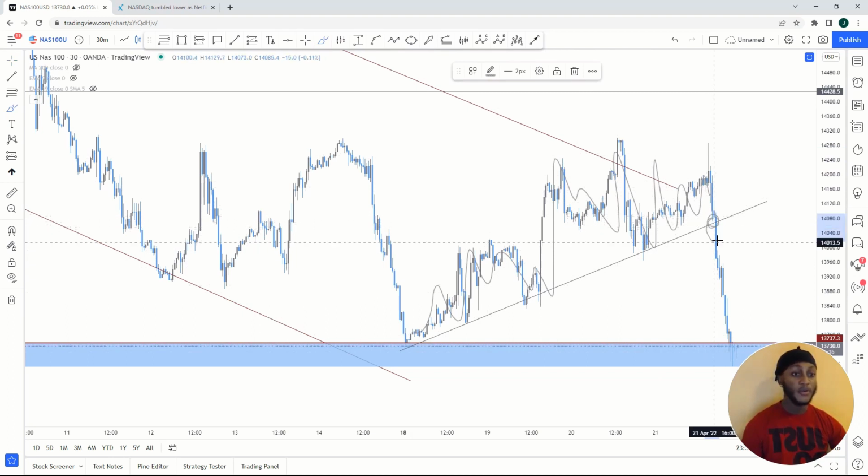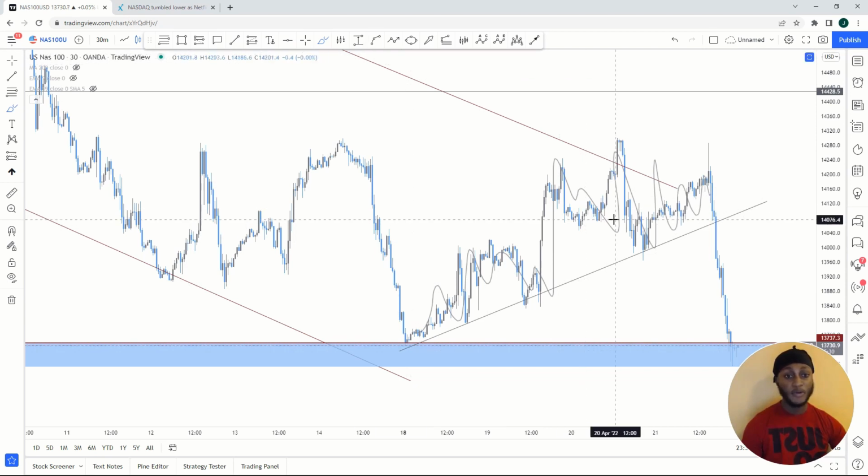So that's how we know that price is already invalid. So after price broke that trend line, simple as that. That's me walking you through a step-by-step guide with this.